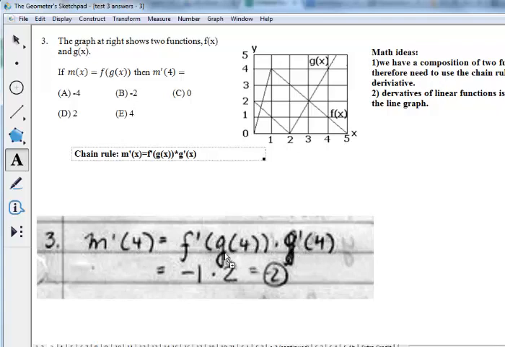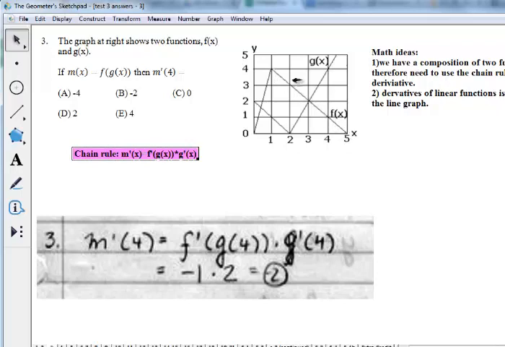So what do we mean by that? Well, let's find out what g of 4 is. I look here, I see this is g of x. At 4, the value is 4. Now I want to find the derivative of f at 4. So again, here is 4, but now my f is down here. So what is the slope of f of x, or the derivative of this line at x equals 4?